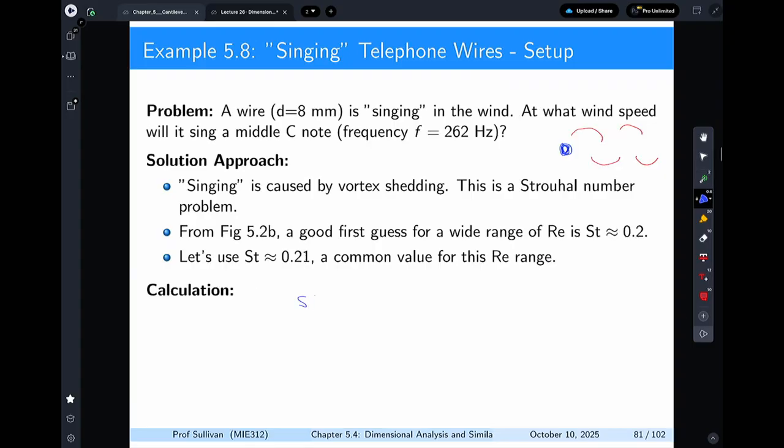So when you deal with frequencies, you always deal with Strouhal number. And here I'm going to say it's a Strouhal number of 0.21. Typically, if I'm running an experiment and I want to look at, say, a Strouhal number, I'll say 0.2. But 0.2 is usually kind of the starting point, and that's largely based on experience.